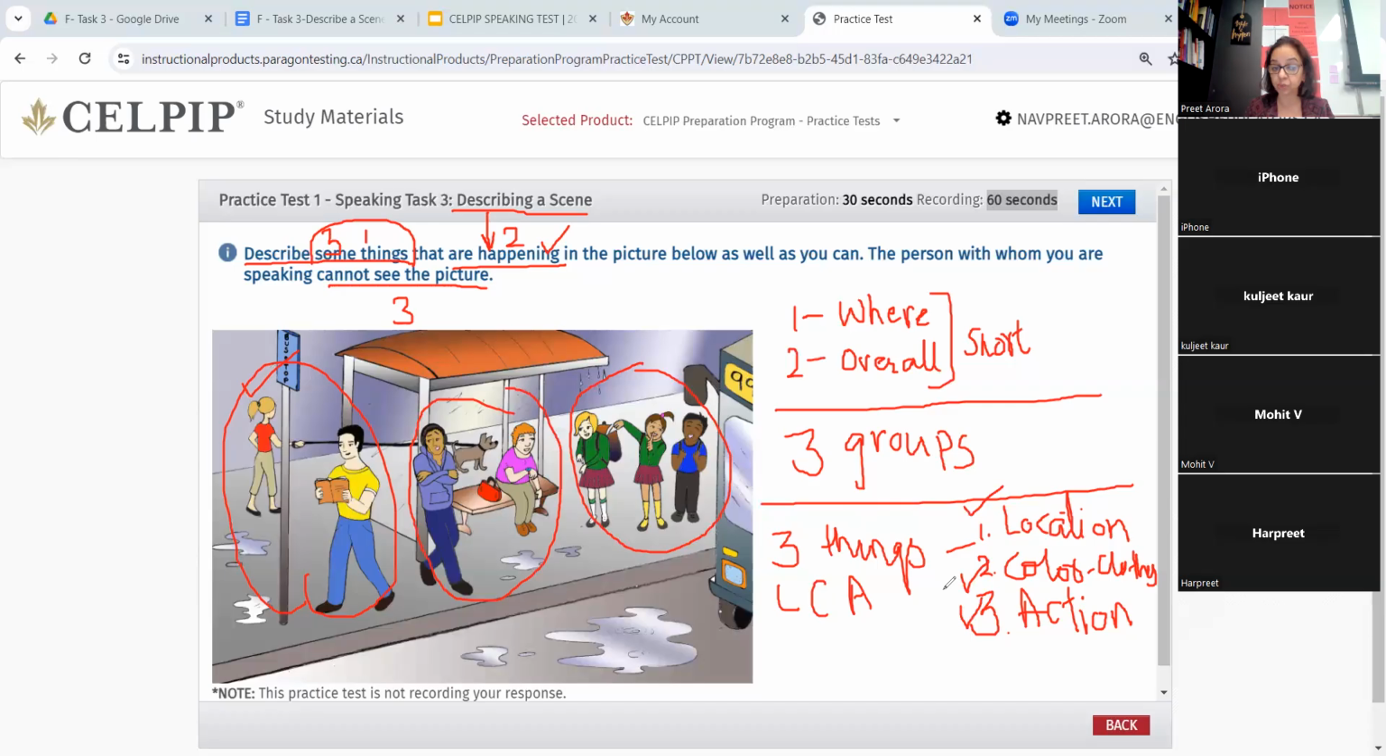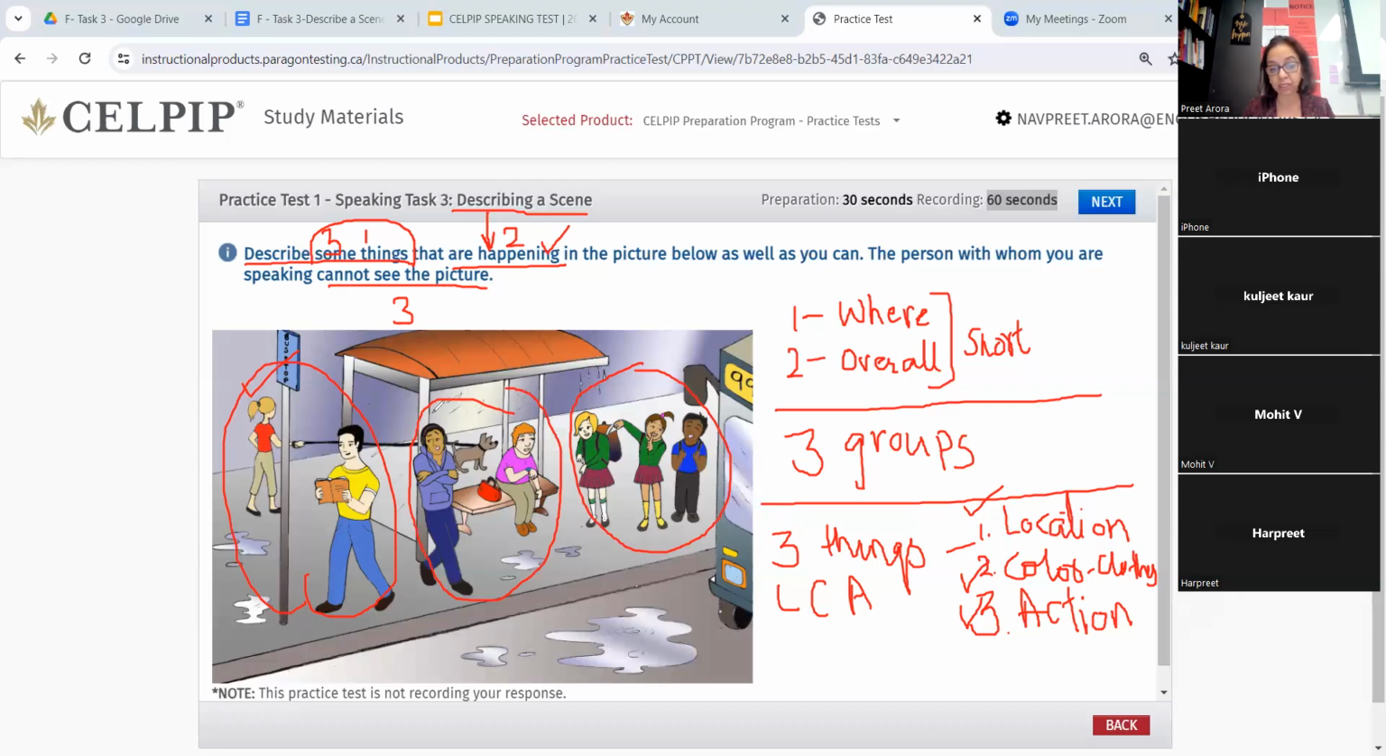Now, once you finish this one, because we created this group, you'll say, I also see another man near the waiting shed, a person with yellow t-shirt and brown trousers. He's holding an open book and seems to be walking and reading, both things he's doing at this time. So what did I use? I used location, color of clothes, and action that one is doing. So now our one group is over.